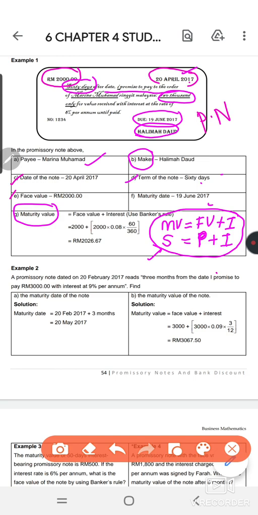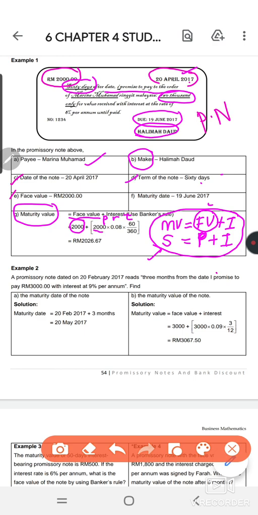So P ni mewakili face value. So kalau kita sebut face value, automatik awak ingat dia adalah sama dengan present value. So face value kat sini, tapi kat sini kita tak panggil lagi present value, kita dah panggil face value. So your face value is 2000 plus interest. Interest we use formula PRT. Sama jugalah dengan sebelum ni.